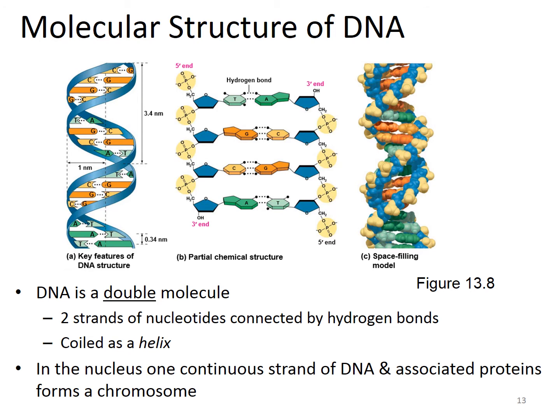Basically, in the nucleus of eukaryotic cells, one continuous strand of DNA, and again those associated proteins, the histones, make up a chromosome. In your normal body cells, your somatic cells, you have 46 chromosomes occurring in 23 pairs.